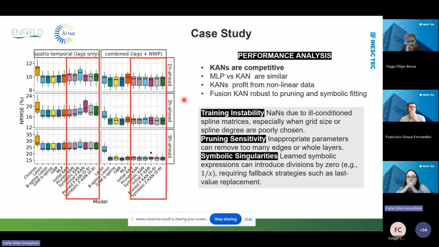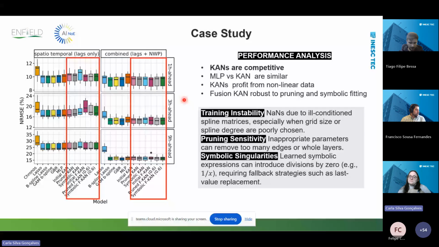And the main conclusion is that CANs are competitive. I would like to emphasize that our goal here is not having better forecasts. The idea is to be similar to multi-layer perceptron and gradient boosting regressor because they are non-linear models. So this is our goal, to be competitive, not necessarily better, but with the advantage that we can ensure privacy and have interpretability and some verifiability for the output of the model.